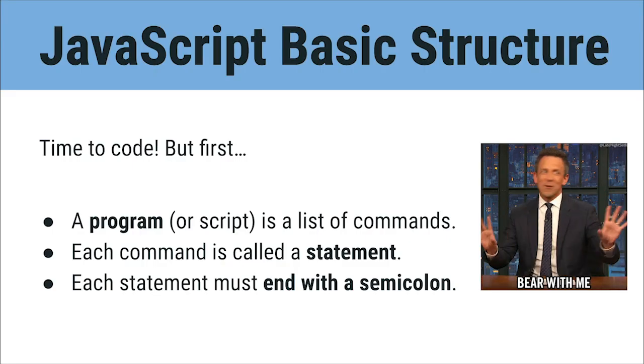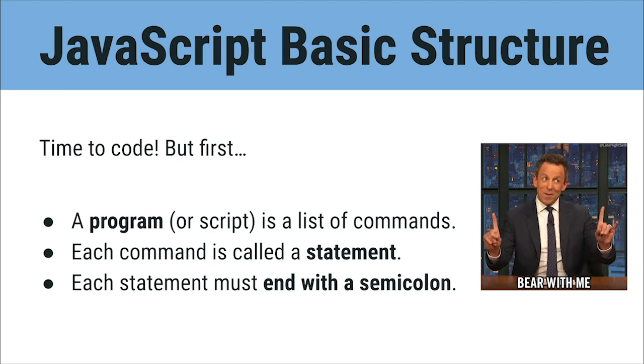We are almost to the code, but first we need to go over basic JavaScript structure. There are 3 basic things we need to know. First, when we refer to a program or script, we are referring to a list of commands that tell our computer what to do. Second, each of these individual commands is called a statement. And finally, when we write a statement, we end it with a semicolon.